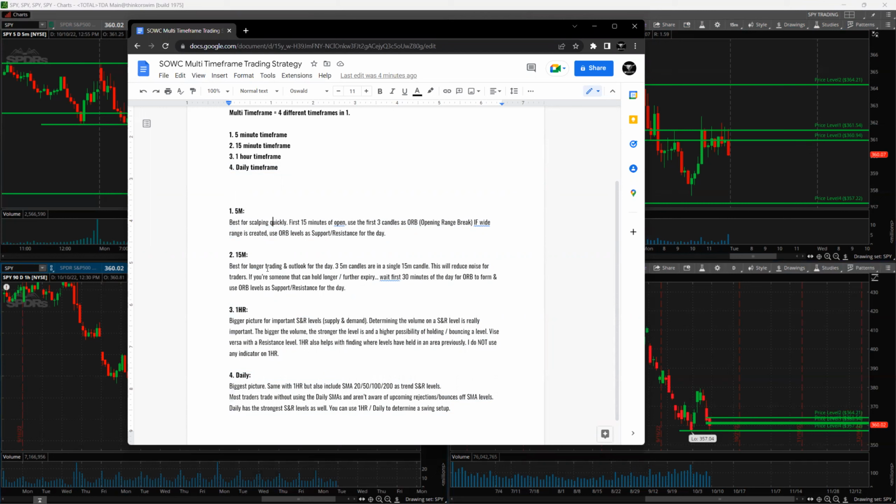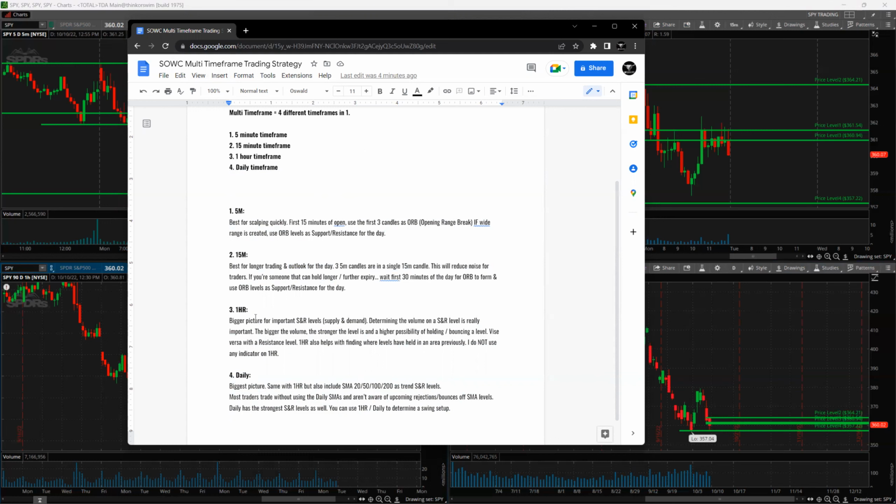It will actually help a lot, especially with the 15 minutes, because it will give you an outlook for the day, and it'll also help you prevent from getting shaken out of your positions. So try out the multi-time frame and see how it works.